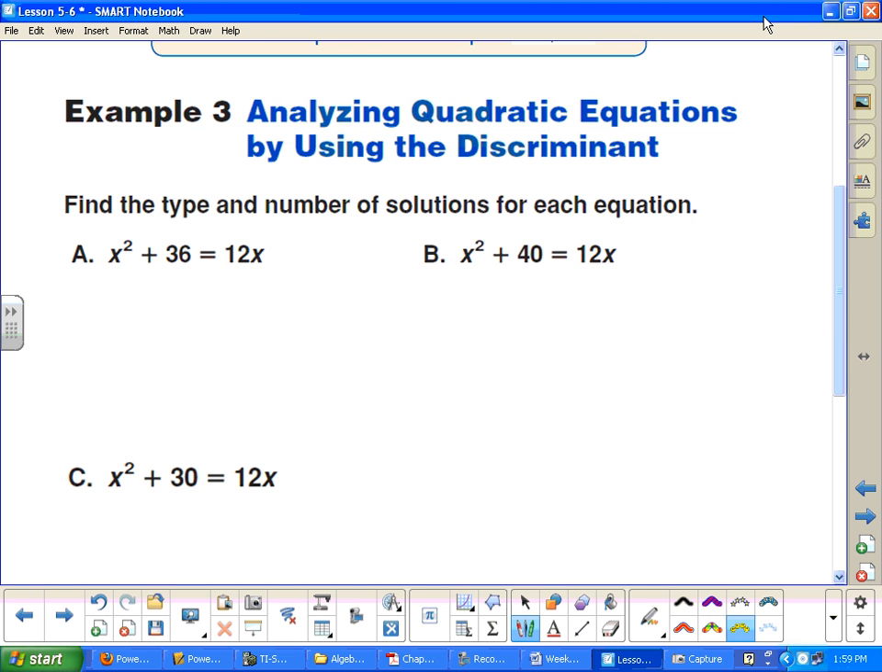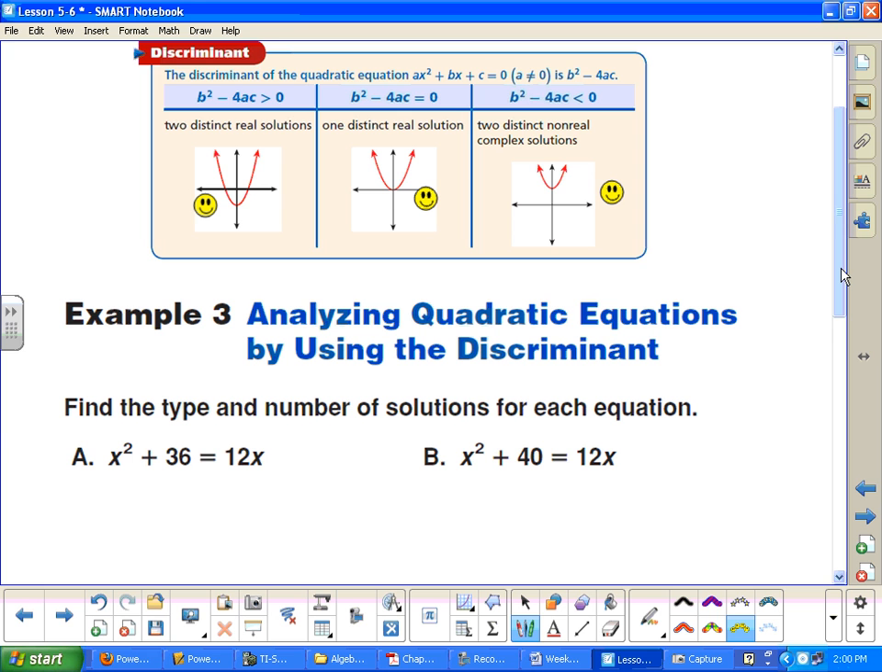Now to find these, first thing is it's got to be written in the correct order. Okay, Spencer asked earlier, are they ever going to put it in a different order? And yes, sometimes they will in this situation. So when we have a quadratic function, unless you're going to complete the square, it's always got to be in the form ax squared plus bx plus c equals 0.